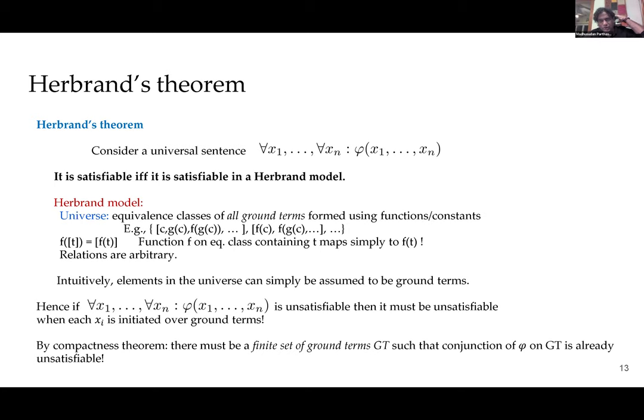The intuitive thing here is that you can always assume for universal sentences that your universe is essentially ground terms. There's nothing else. So if for all x1 through xn, phi is unsatisfiable, it must not hold for certain ground terms. And by the compactness theorem, it's easy to see that there must be a finite set of ground terms that invalidate all models if the formula is unsatisfiable. So there must be an instantiation of x1 through xn to ground terms, a finite number of instantiations, which already shows that the formula is unsatisfiable.